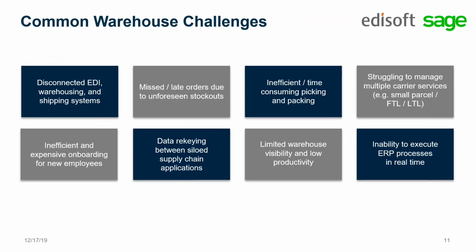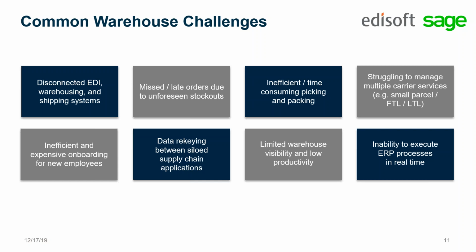On this slide, we're identifying just 8 high-level ones that we see as what gets rolled up into what a customer might come to us and say, I have an issue calling carriers. Well, a lot of that has to do with disconnected EDI, warehousing, and shipping systems. We've seen customers deal with missed or late orders due to unforeseen stockouts, or dealing potentially with inventory surpluses. A lot of that has to do with being able to manage in real time the inventory within your warehouse, being able to get that data back into your Sage 300 system and report against it. And that's where a product like Sage Inventory Advisor can become of significant use and assistance within your company.